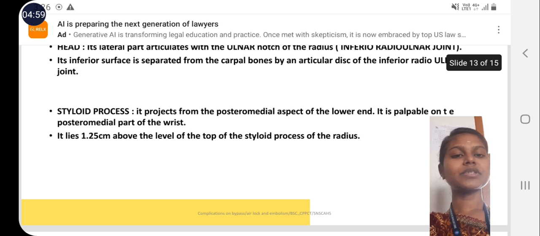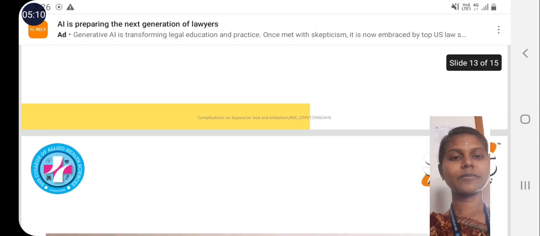Styloid process, it projects from the posteromedial aspect of the lower end. It is palpable on the posteromedial part of wrist. It lies 1.25 cm above the level of top of the styloid process of the radius.